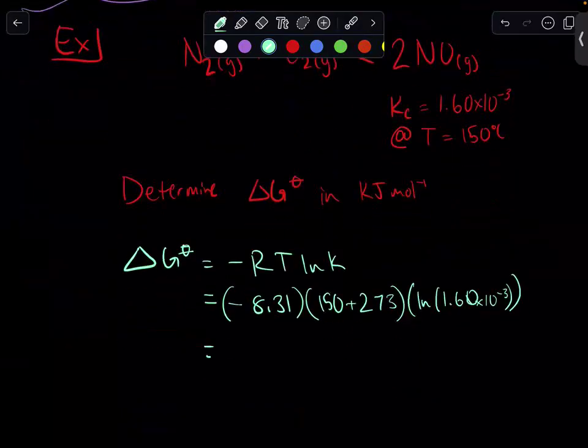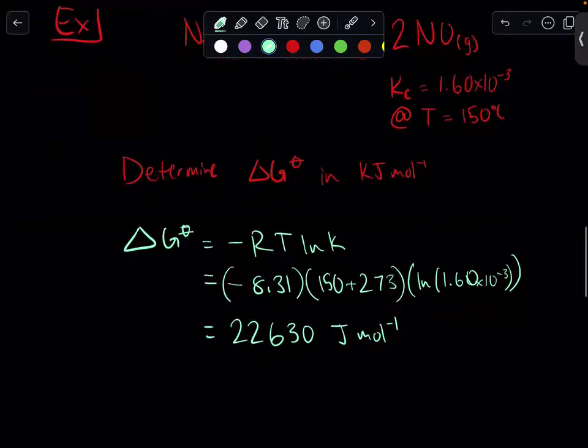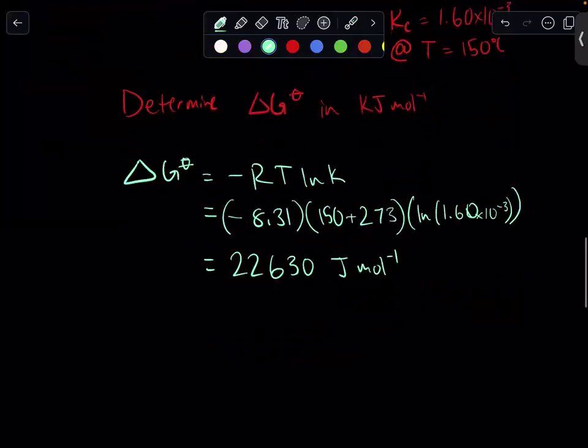So when we plug this all into a calculator, you'll find that you get 22,630 joules mole inverse. Now, the issue that we said before, we already corrected for Kelvin, but we have not yet corrected for joules. So we're just going to do a quick divide by 1,000 to get our final answer of 22.6, rounding for sig figs, kilojoules mole inverse.